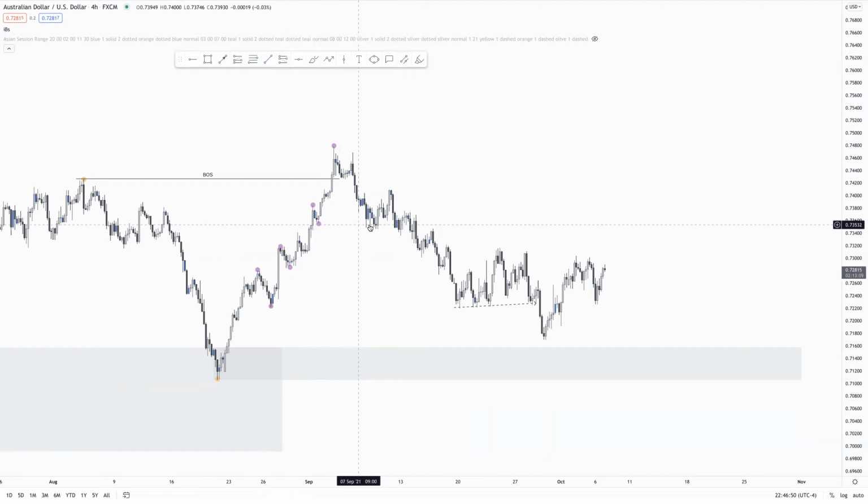The first body closure below this wick occurs right here. So this is the low, high. This is kind of ugly. I'm going to simplify it to this: low, high, low, high, low. Now, where do we get a break of structure?